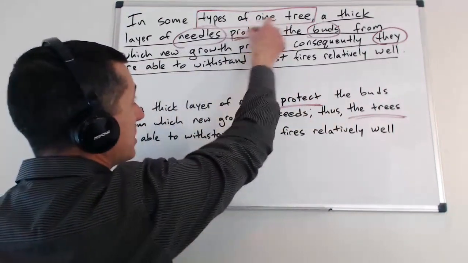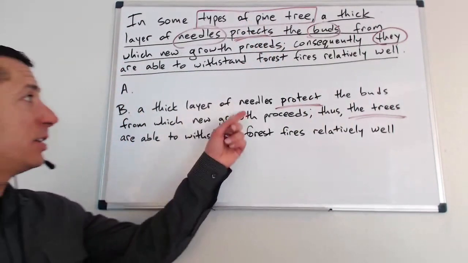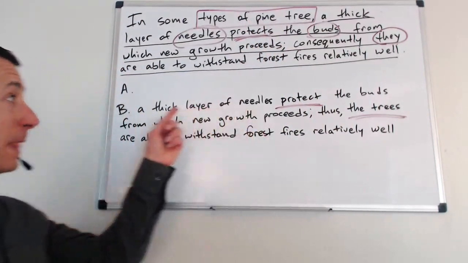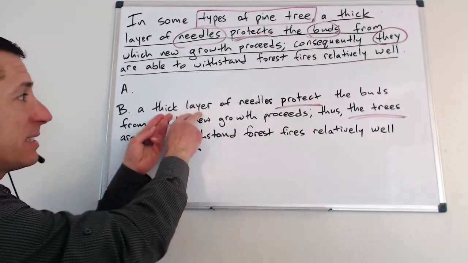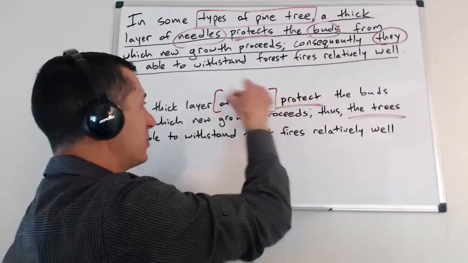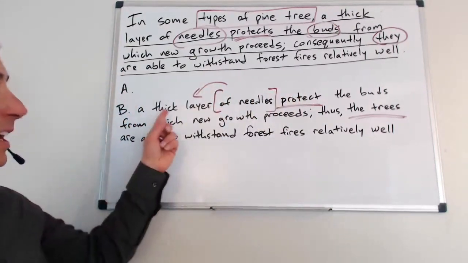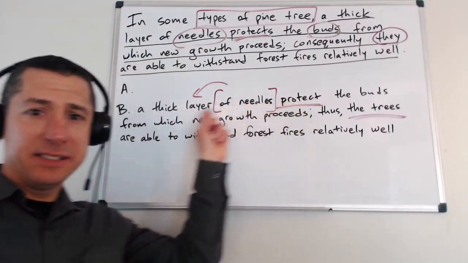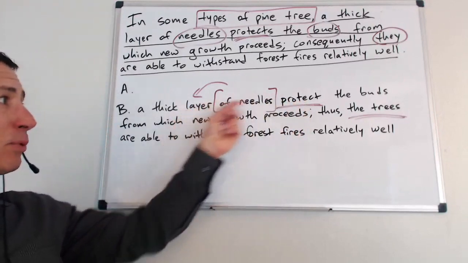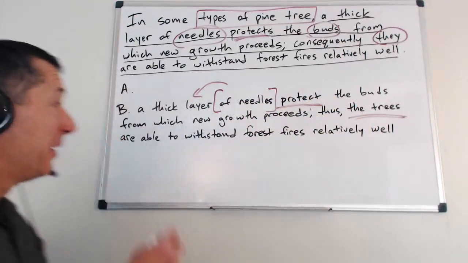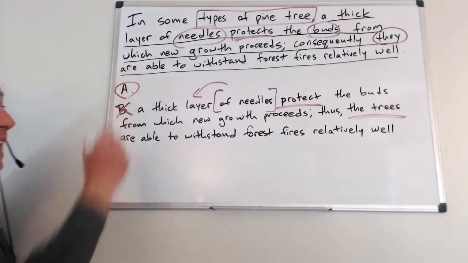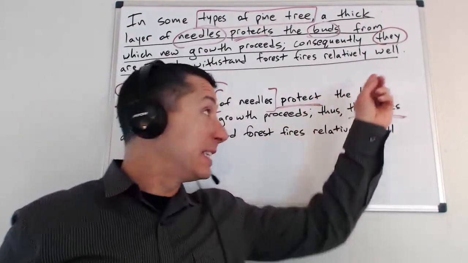Protect versus protects. We've got a huge subject-verb error here. So a thick layer of needles protect. So layer is the subject here. Of needles is just modifying the thick layer. A thick layer protect, singular, plural. It protect the buds. This is absolutely wrong. We've got a huge error here. So B is out, and A, you've got to accept it, given the choice between these two.